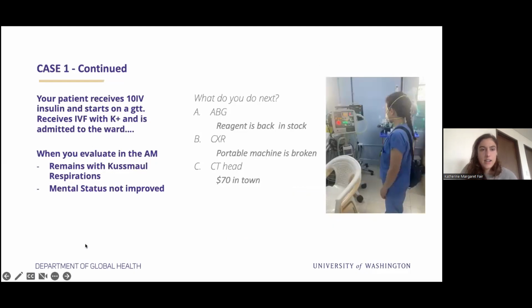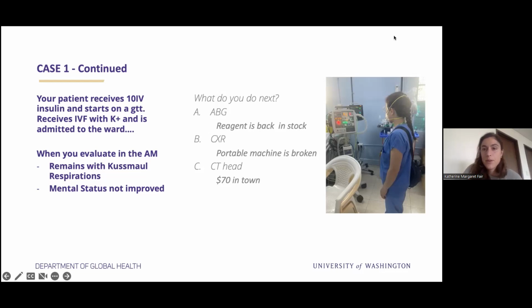The case continues where the patient does get the standard 10 of IV insulin, and she starts on an insulin drip, gets a piggyback of K+ and fluid. Unfortunately, she still has Kussmaul respirations, mental status is still not improved, and has unrecordable sugars on blood glucose in the morning.